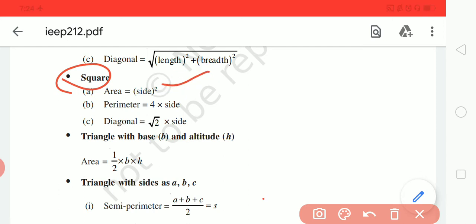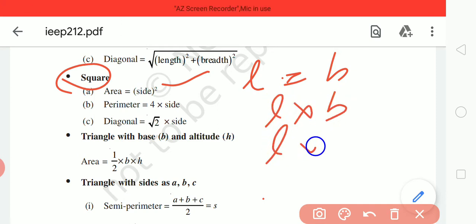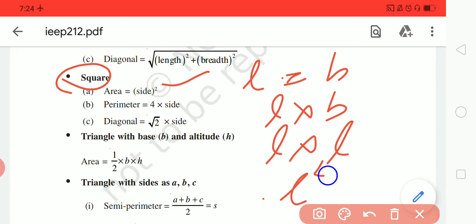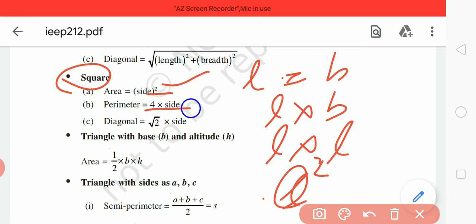The area, you know, is side square, because length and breadth both are equal, according to the rectangle's area. This is length multiplied by breadth, and if both are equal, you can write length multiplied by length, that is L square. L is the side here, so side square. Perimeter, you know that all the sides are equal, and the sum of all equal sides is 4 times the side. And diagonal, how can you find?